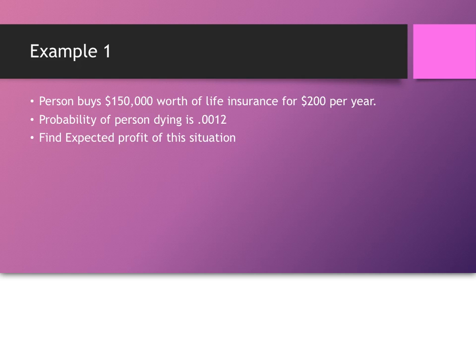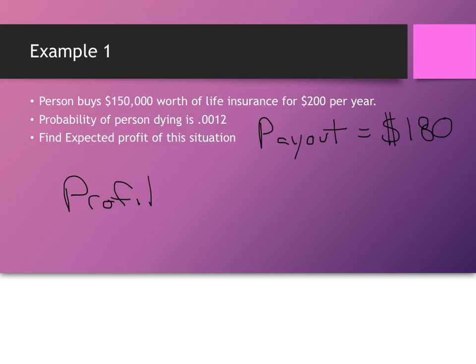Now, notice that once you've found that the payout is $180, that means the insurance company's profit, how much they make on the policy, their expected profit, well, that's just going to be the difference between how much they expect to pay and how much they take in. So their expected profit, in this case, is $20. All right?